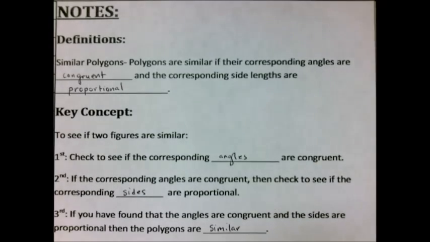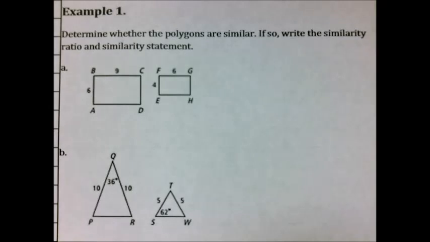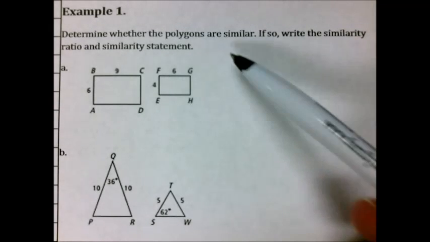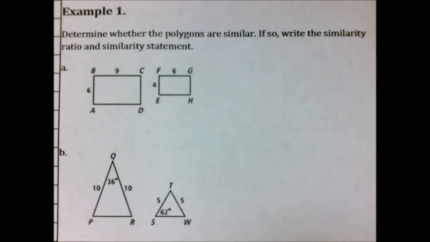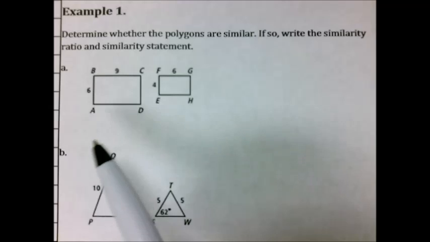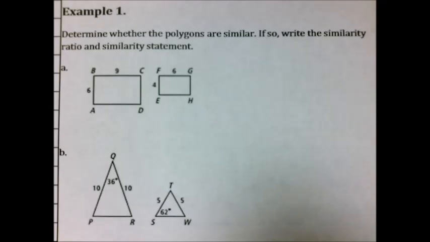So the main things you have to do to figure out if two figures are similar are to find that all the corresponding angles are the same and all the corresponding sides are proportional. Let's take a look at an example. Example 1 says we need to determine whether the polygons are similar, and if so, write the similarity ratio and similarity statement. Remember, the first thing we're supposed to do is figure out if all the angles are congruent.